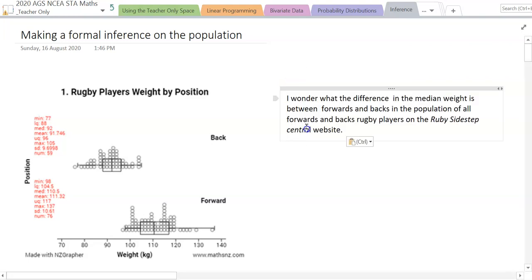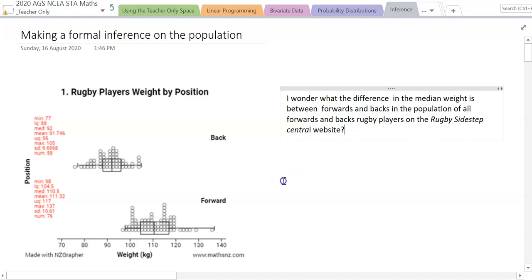The question might look something like this. I wonder what the difference in median weight is between forwards and backs in the population of all forwards and back rugby players on the Rugby Sidestep Central website? That should be rugby, not Ruby, on the Rugby Sidestep website. Don't forget to put a question mark at the end of that sentence because it's a question.